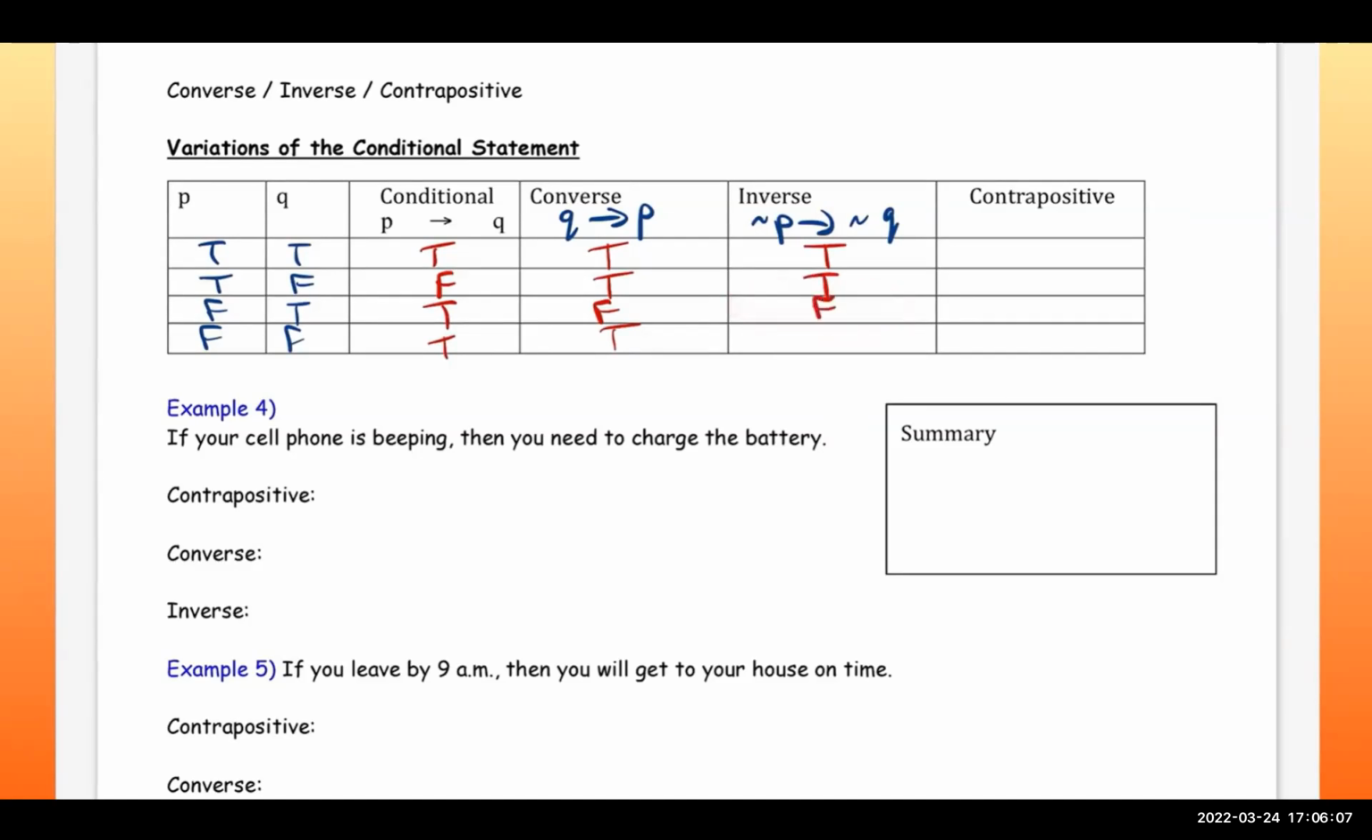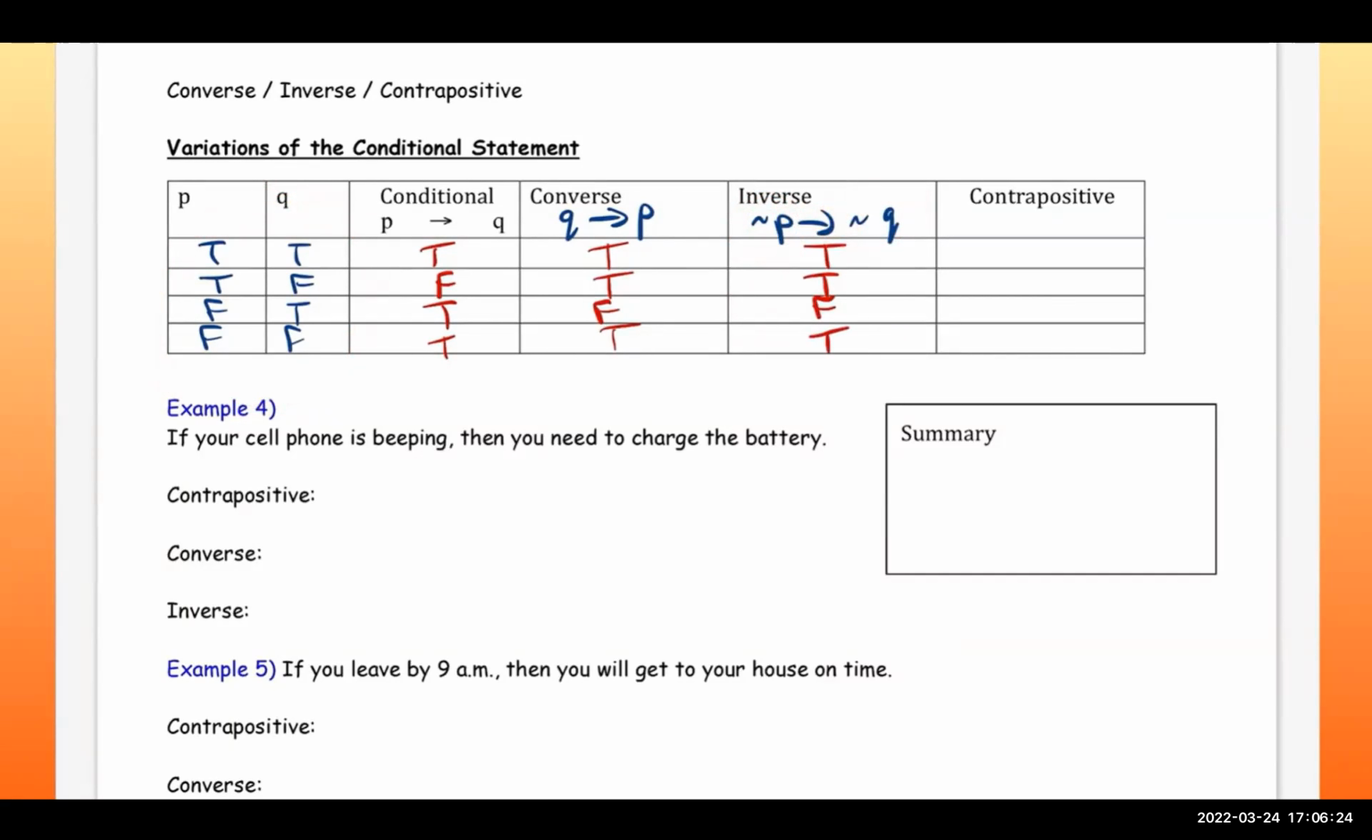So I'm going back to the originals and I'm negating both of them, and then I'm checking to see if the conditional is true or false. The contrapositive is when you reverse the letters and you also take the negation of them. So if not Q, then not P.